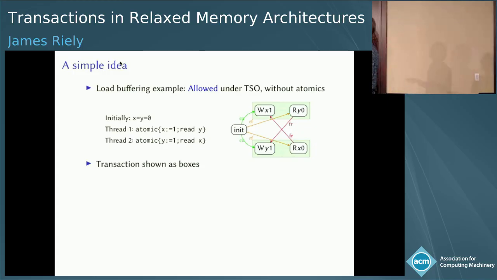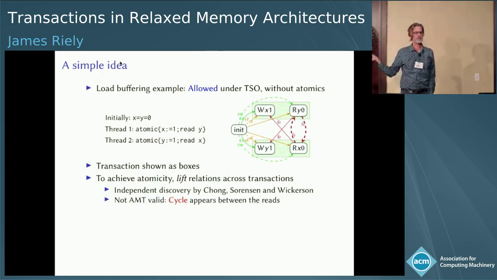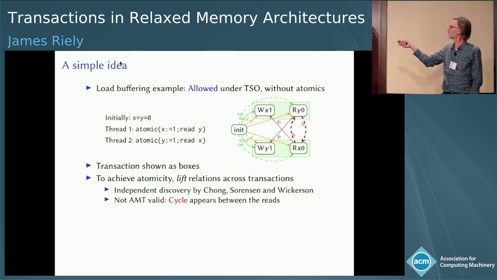So what happens? What I'm going to do in the picture here is just show the atomic transactions as little boxes. And the essential idea we had is, well, let's just lift all of the relations that are there from relations on the individual events of the transaction. So if, for example, there's a from read relationship to one event in the transaction, then we'll give the from read to every event in the transaction. So that's the idea of lifting. And then we just look for acyclicity. And in fact, that's sufficient to prevent this particular execution.